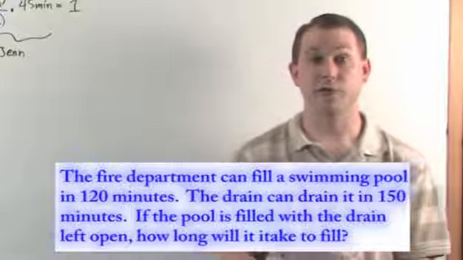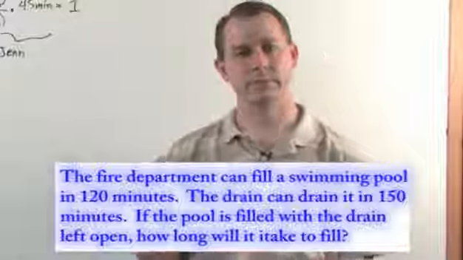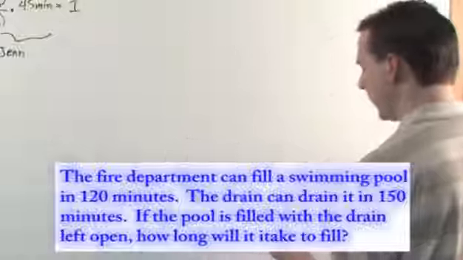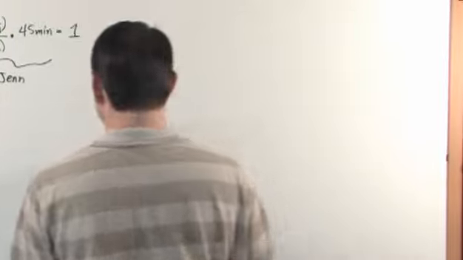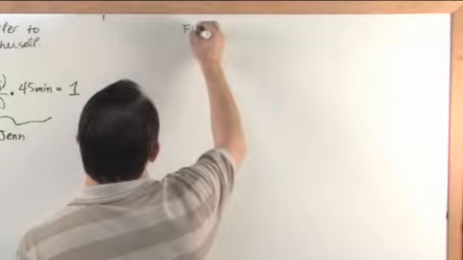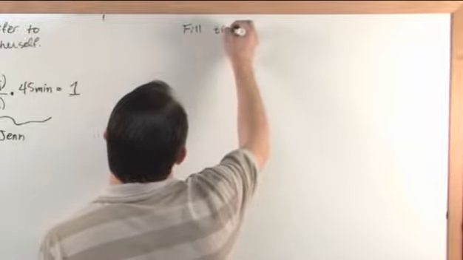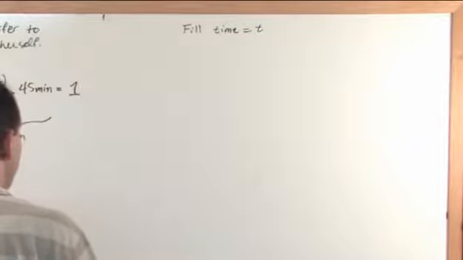So what we're going to do is use the same kind of work equation, and you'll see the little trick here that you have to do whenever you have something draining out. It's really not a big deal at all. What we're going to do is say the fill time is just going to be equal to t. This is how long it's going to take to fill the pool when the drain is open.